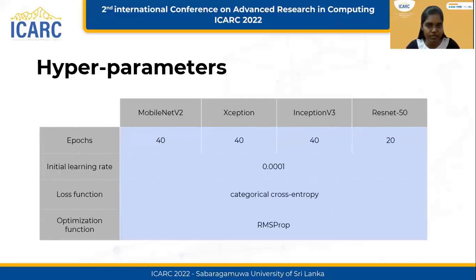I shall now describe our choices for hyperparameters. As the optimizer, we have used RMSprop, which is a gradient-based optimizer, as it accompanies an adaptive learning rate. For the loss function, we have used categorical cross-entropy. And also, we have used learning rate reduction to get better convergence.